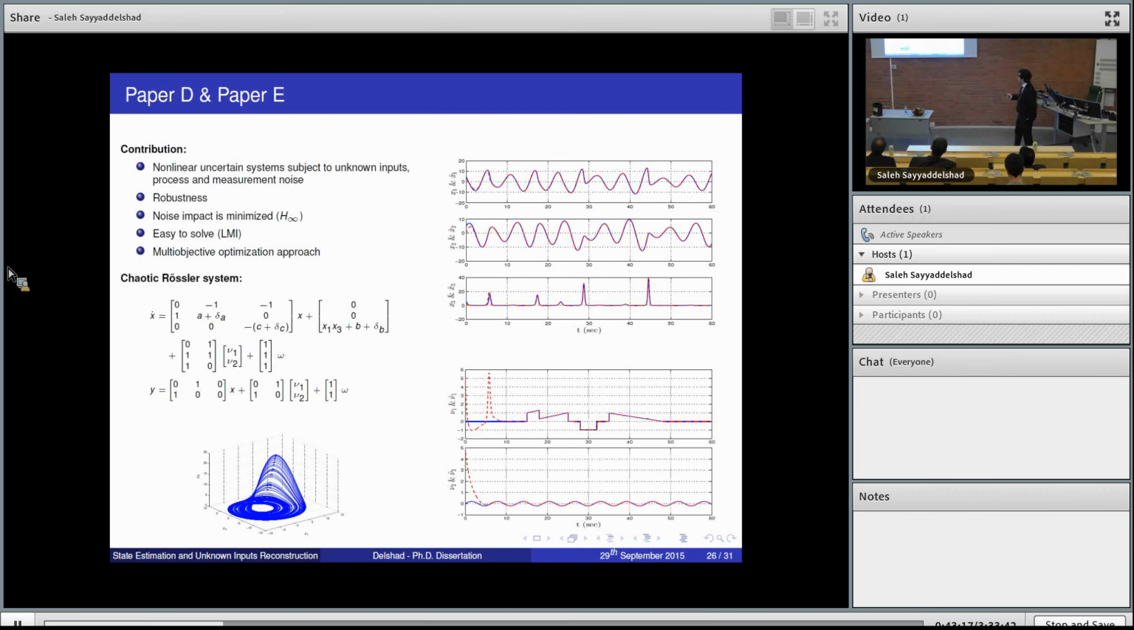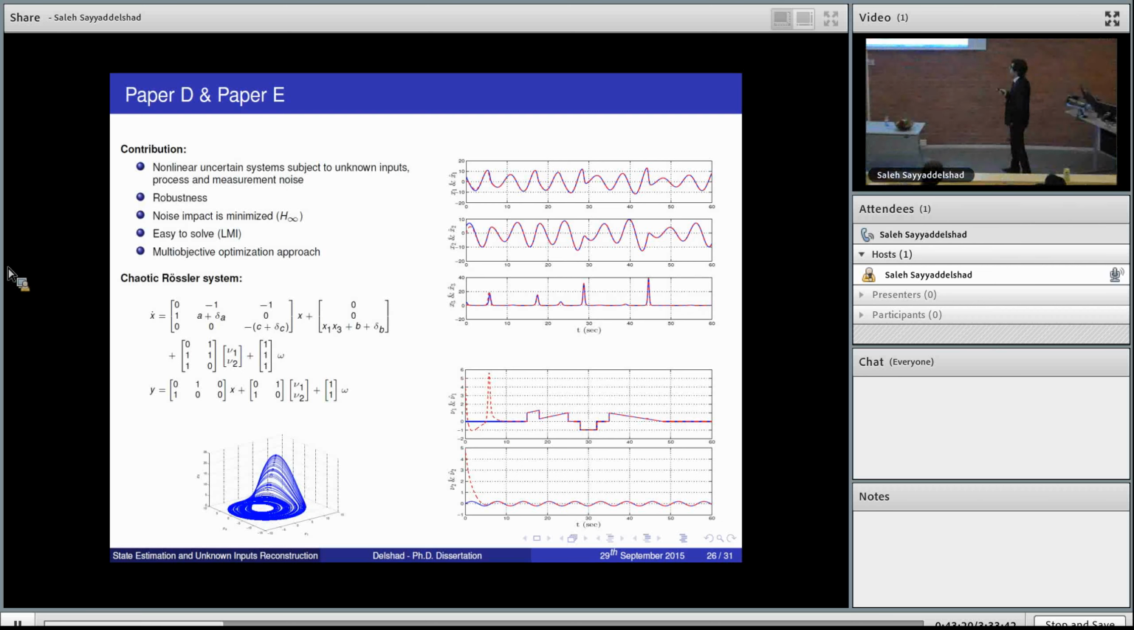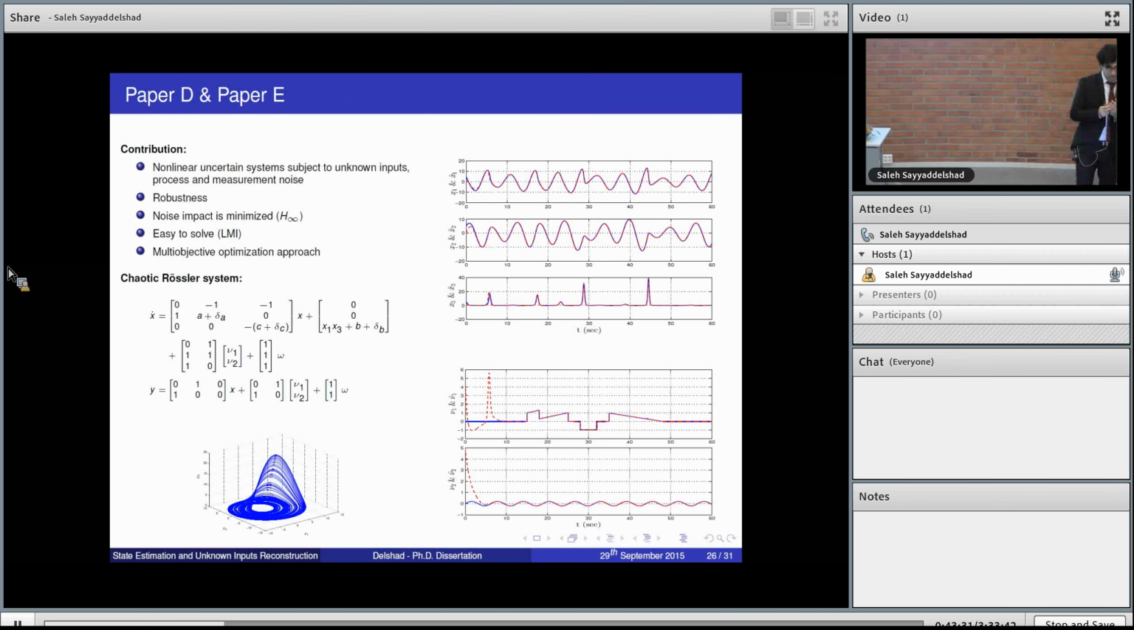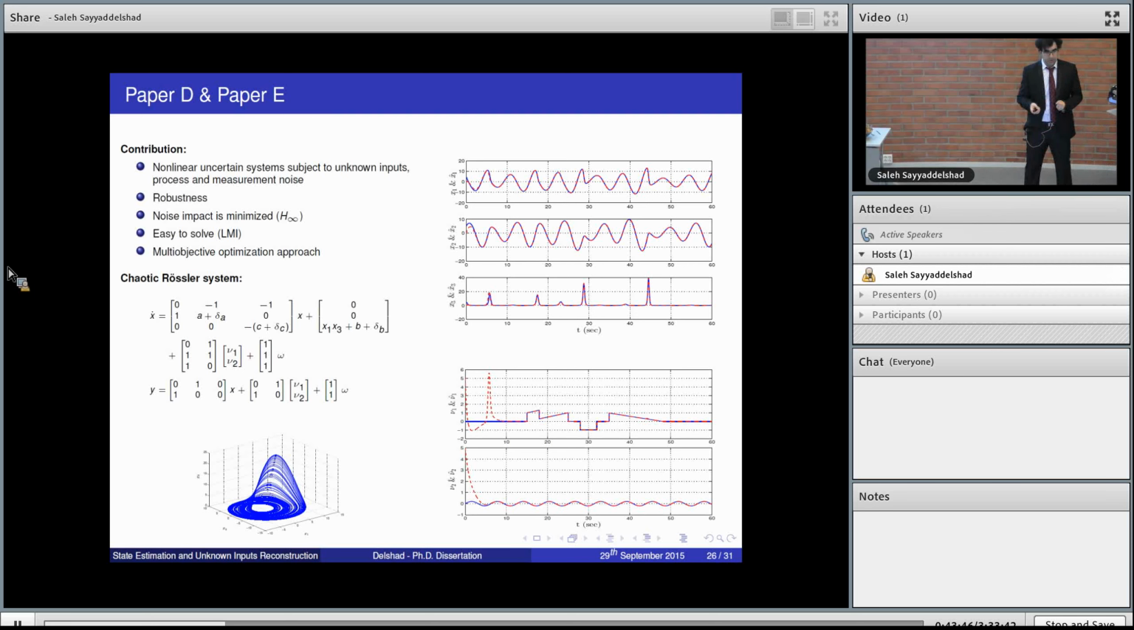So in papers D and E, we work on that structure that I showed you in the previous slide. Again, we're looking at the problem of the robustness of the observers, and we try to provide some conditions in terms of LMIs, easy to solve, and satisfying those conditions can guarantee the asymptotic stability of the observer's error dynamics. And finally, we try to convert the problem to a multi-objective optimization problem, like I said before.